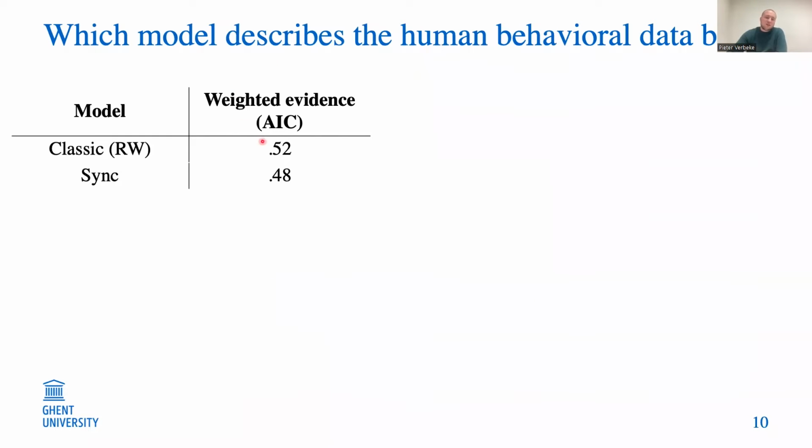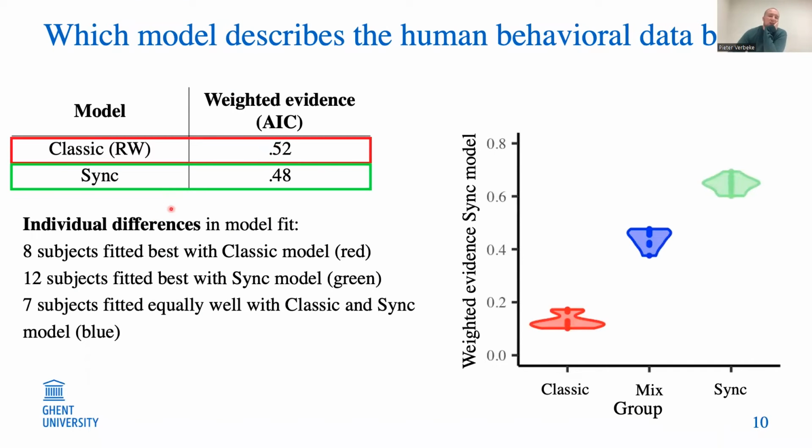So we asked ourselves which model describes the human behavioral data best, the classic or our sync model. And what we see here is a bit mixed evidence with a slight advantage for the classic model. But when we investigated this in more detail, we saw clear individual differences in the sense that there was a group of participants where the evidence for the sync model was really high, a group of participants where there was low evidence for the sync model, so high evidence for the classic model, and a group of participants which did not allow us to distinguish between these models.